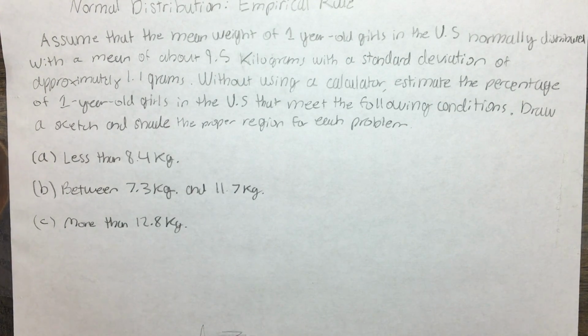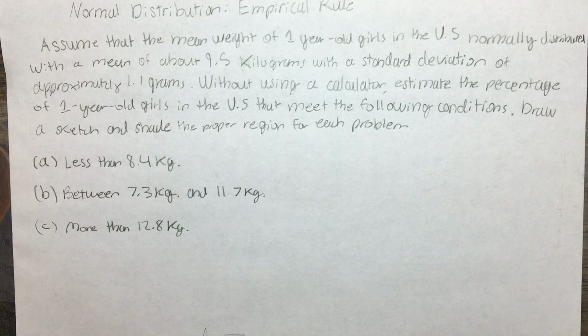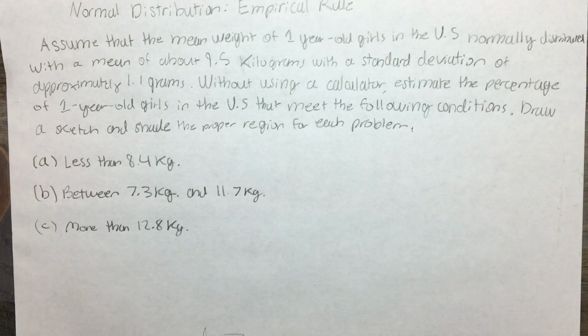So I have an example problem, and I'm going to walk y'all through it step by step. Assume that the weight of 1-year-old girls in the U.S. is normally distributed with a mean of about 9.5 kilograms and a standard deviation of approximately 1.1 kilograms. Without using a calculator, estimate the percentage of 1-year-old girls in the U.S. that meet the following conditions. Draw a sketch and shade the proper region for each problem. I think there was supposed to be an "is" in there, but oh well.